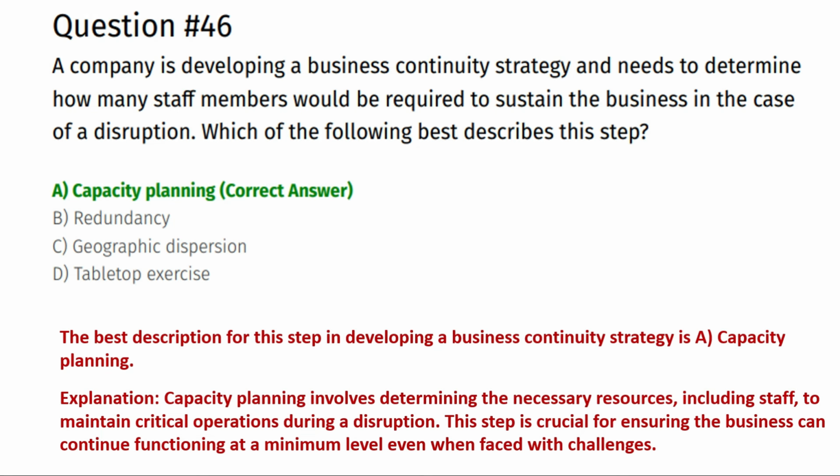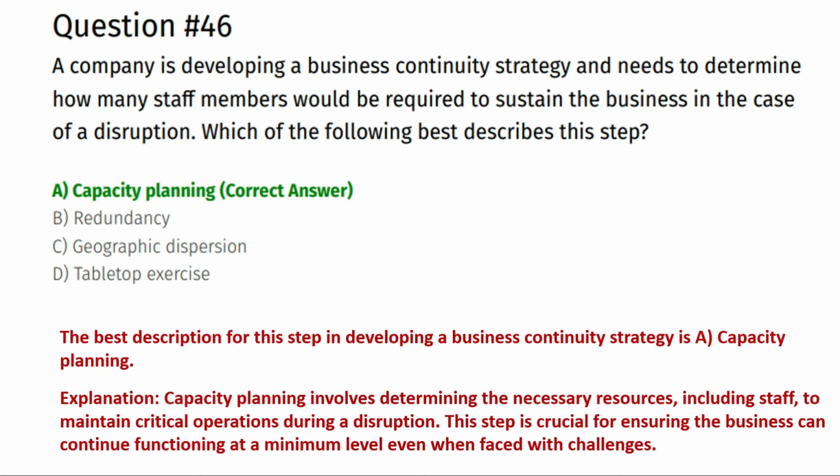The next question is, a company is developing a business continuity strategy and needs to determine how many staff members would be required to sustain the business in the case of disruption. Which of the following best describes this strategy? Option A, capacity planning. Option B, redundancy.